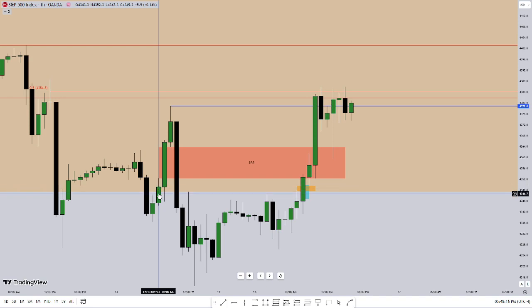This wick here, the high of this wick is 43.52.3, and this low of this wick is 43.52.2. Okay, so one takeaway.